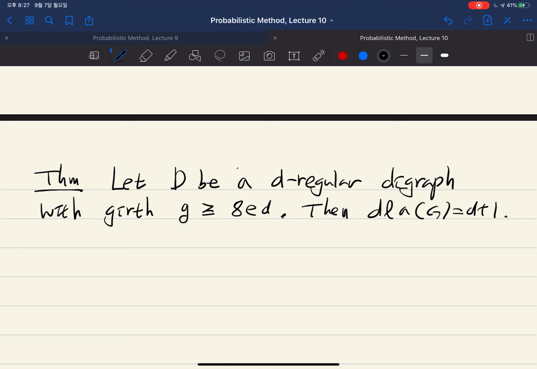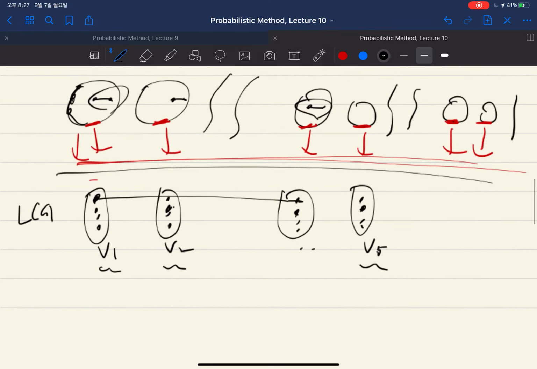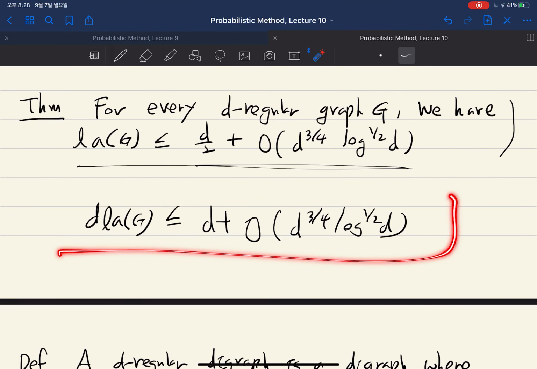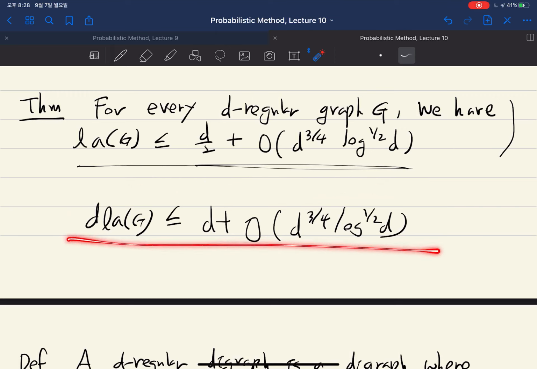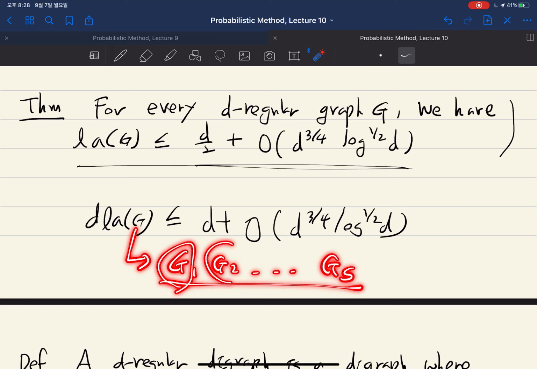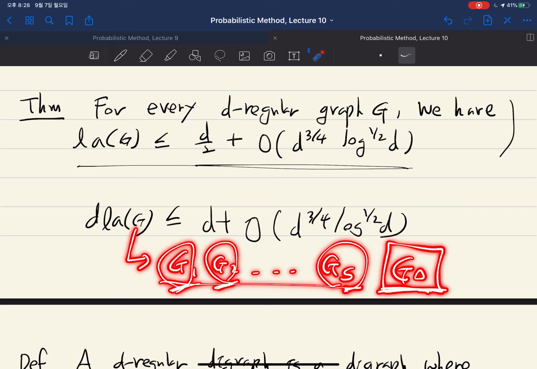So we want to prove that the conjecture holds for graphs with large girth. Recall what our goal is. Our goal is to prove this. And how do we want to prove this? We decompose this G into G1, G2, up to G sub S for some S, so that each one of them has large girth, with maybe some G0, which may not have large girth, but most of them have large girth.